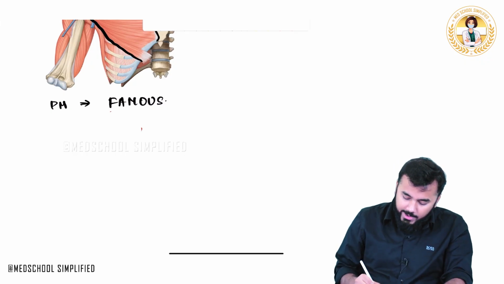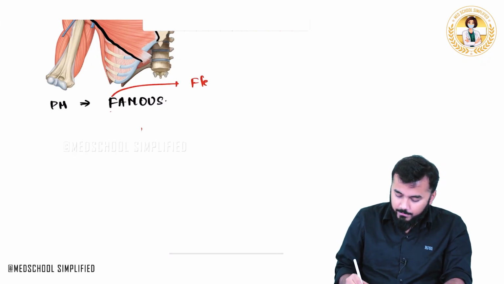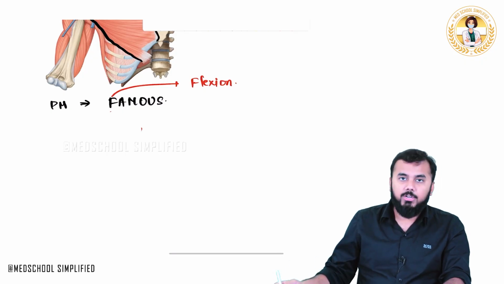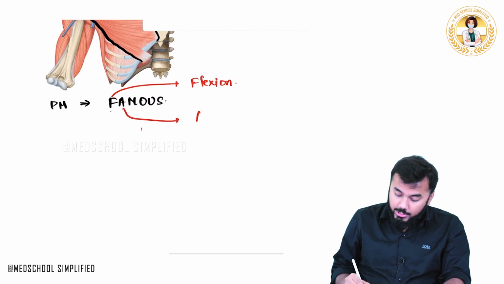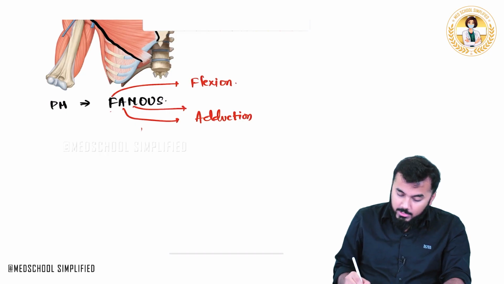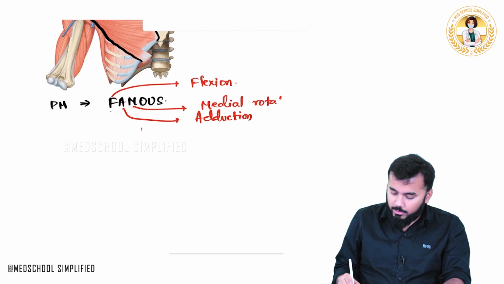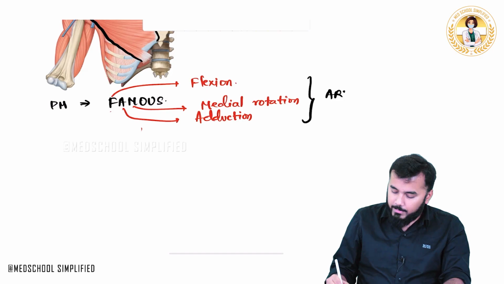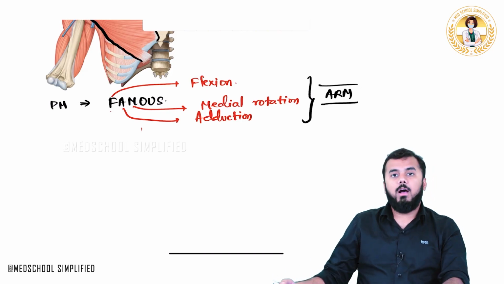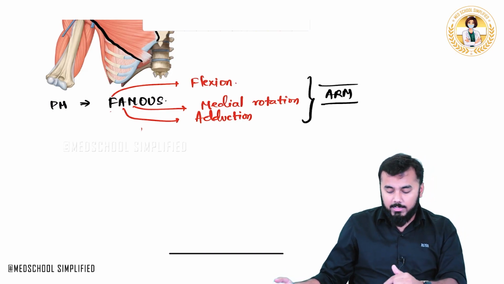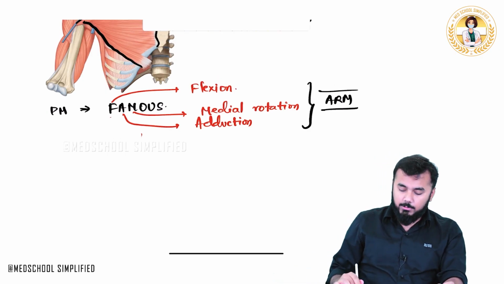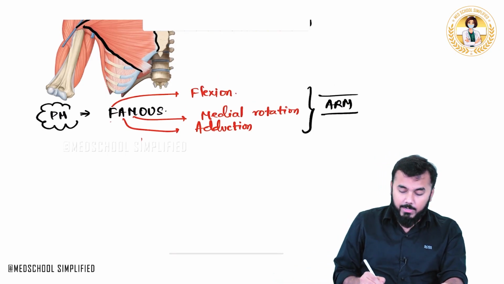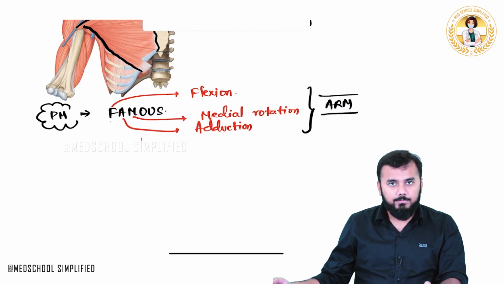What are those three actions? F stands for flexion. A stands for adduction, and M stands for medial rotation. So, if I ask you, flexion of arm, medial rotation of arm, and adduction of arm is done by which muscle? That is your famous muscle, that is pectoralis major. Clear?